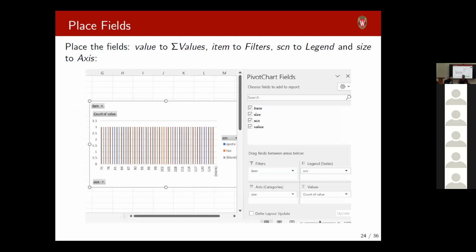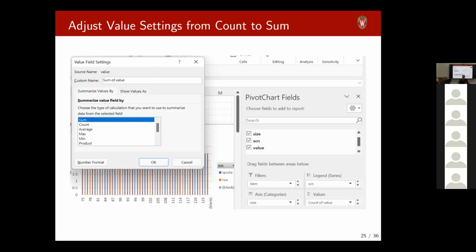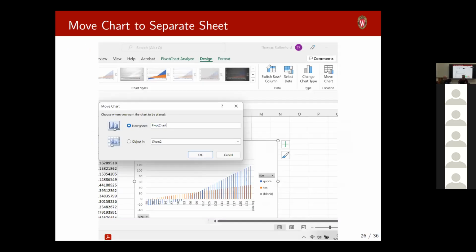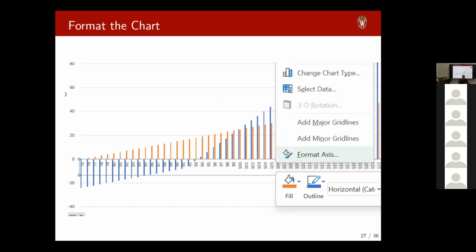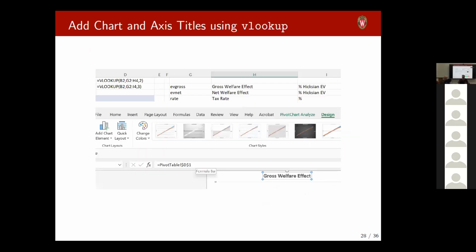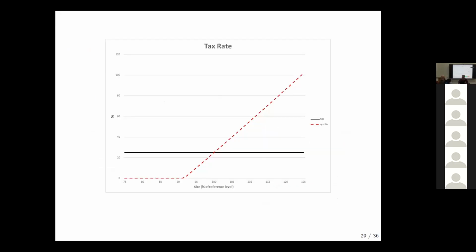What's the range? And then we have to convert from the count of values to the sum of the values, so there's this conversion you have to do. And then you say, let's move it into a new pivot chart, and then let's format the axis and add chart titles. So basically this shows you how to do that.